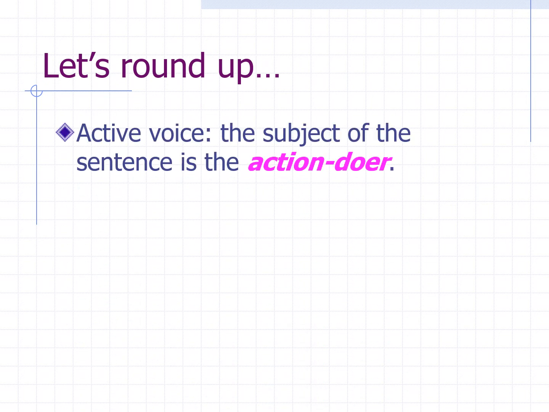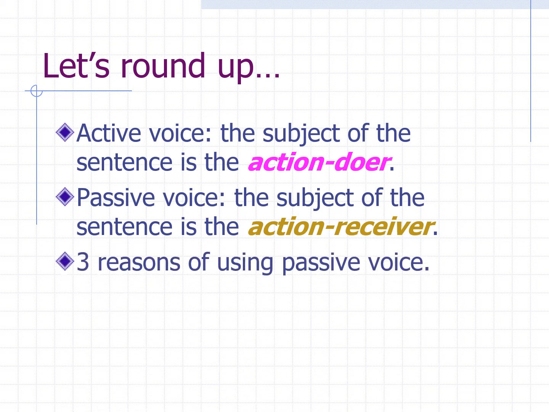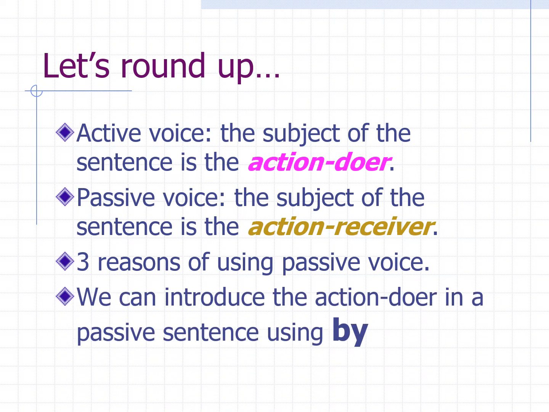So let's round up what we have learned so far. Okay, so we have learned that active voice is when the subject of the sentence is the action doer. And passive voice is when the subject of the sentence is the action receiver. And then there are 3 reasons of using passive voice. And also we can introduce the action doer in a passive voice sentence by using the preposition by.